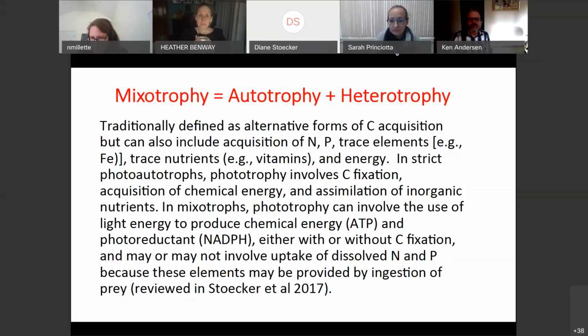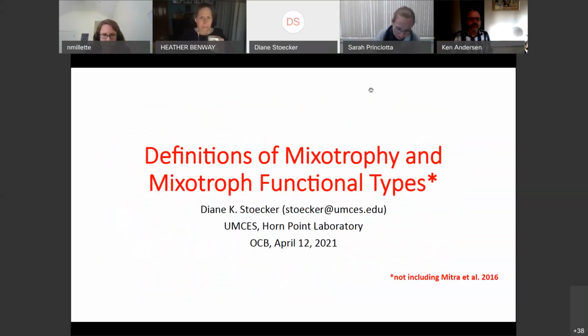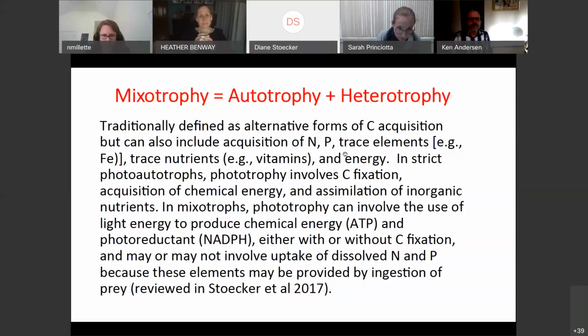So one thing, it doesn't really have to do with the definition, but I think it's important to remember is that phototrophy is not just carbon fixation. It's also acquisition of chemical energy, assimilation of organic nutrients. So in mixotrophs, phototrophy can involve the use of light energy to produce chemical energy, photoreductant, with or without carbon fixation, and may not always go together. And it may or may not involve uptake of dissolved nitrogen and phosphorus because these elements in a mixotroph might be provided by ingestion of prey. Next slide, please.